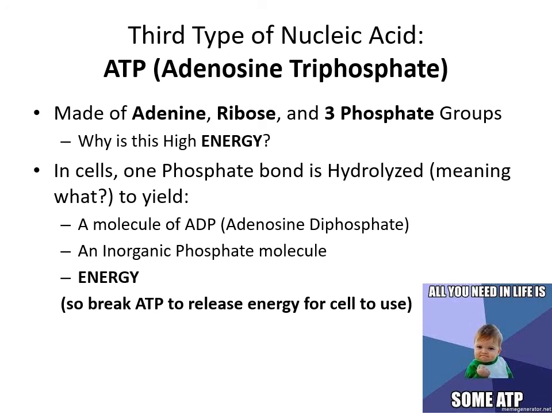So in cells, what happens, one of the phosphate bonds gets hydrolyzed, and as you know, hydrolysis, what does that mean? Once again, picture the fire truck hose spraying that high power water breaking bonds, right? So when you see one phosphate bond is hydrolyzed, it means that one of those 3 phosphate bonds is broken, and that releases high energy, okay?